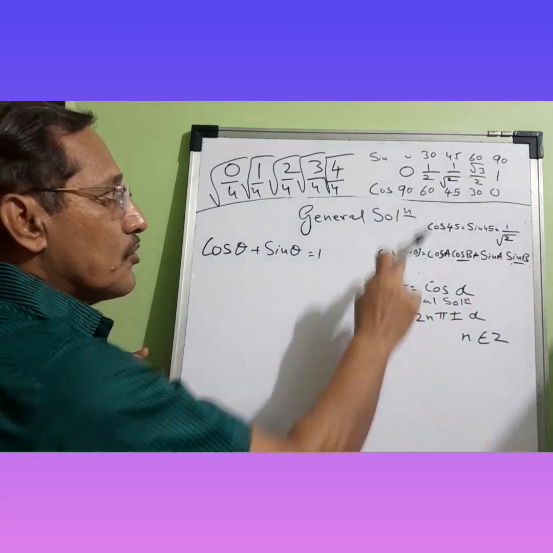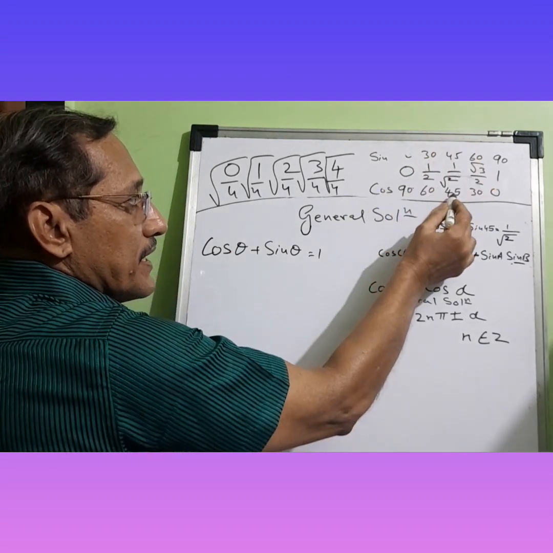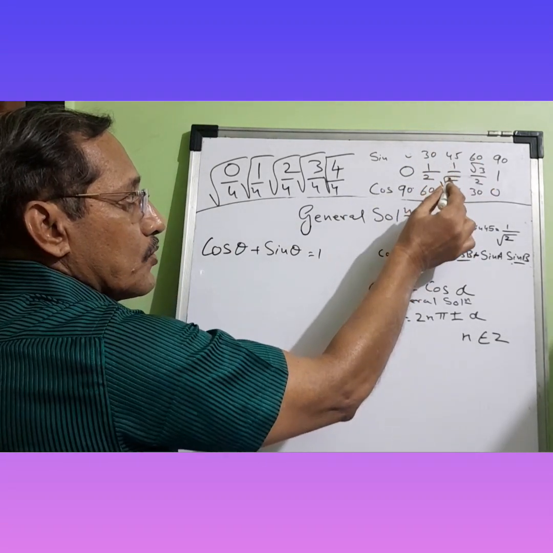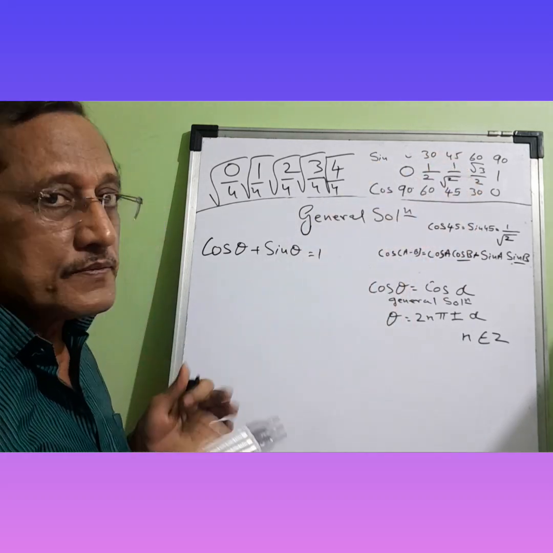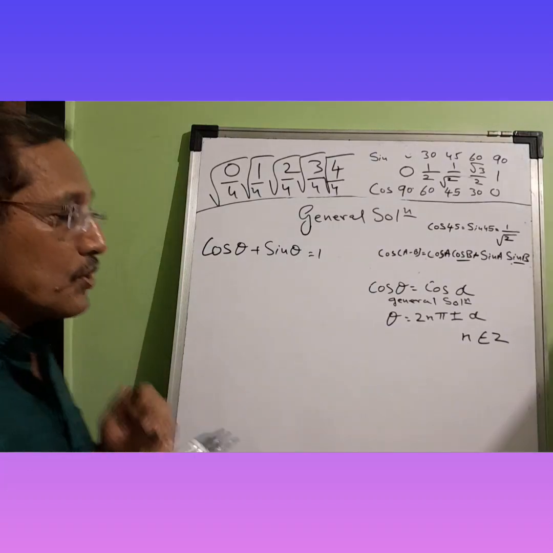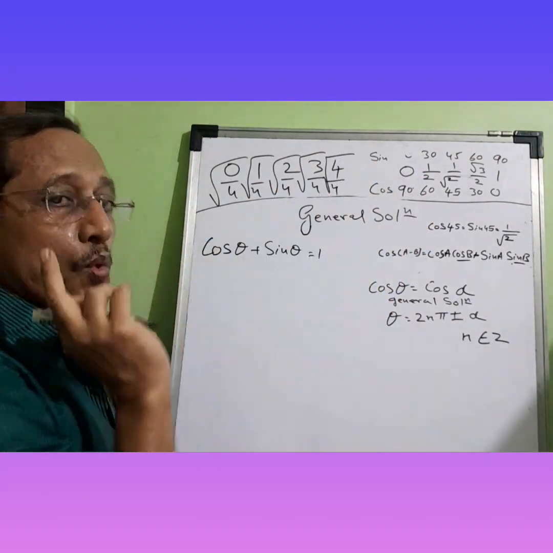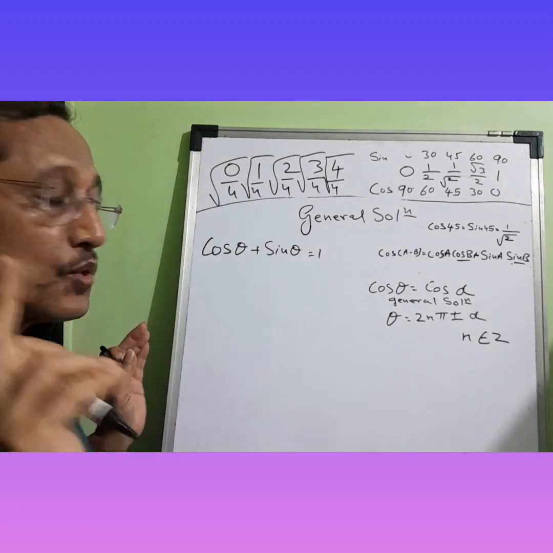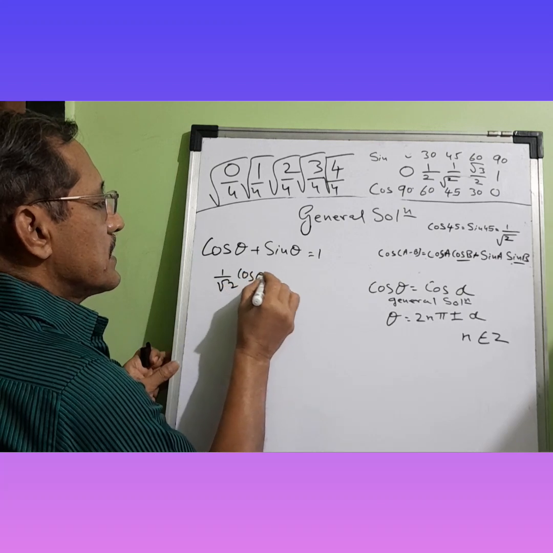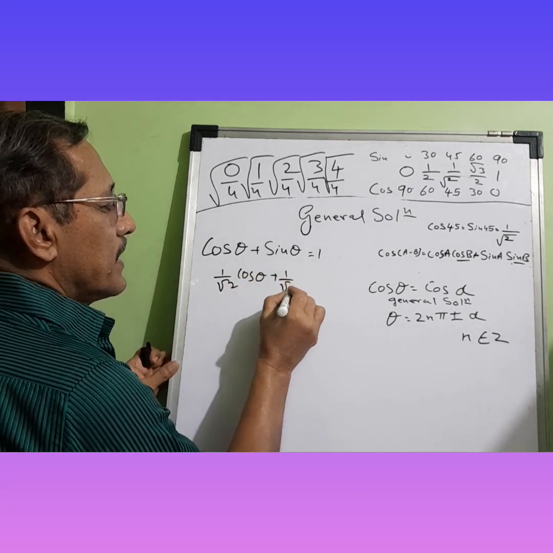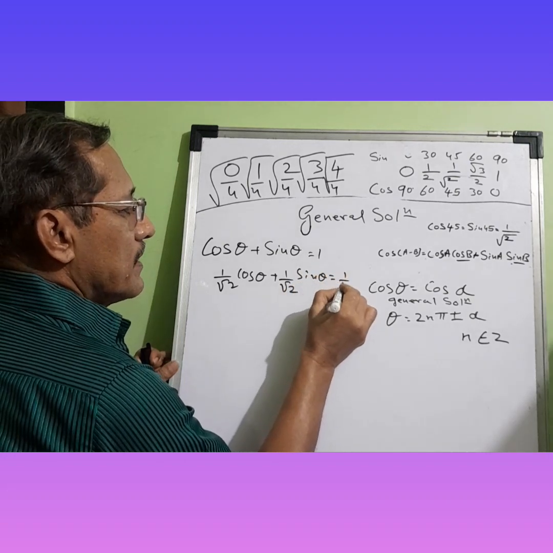Alright, let's go back there. Don't we find it over here? Whether it be cos 45, it is 1 by root 2, and whether it be sin 45, it is 1 by root 2. So that's our solution. So we divide throughout by root 2. It becomes 1 by root 2 cos theta plus 1 by root 2 sin theta is equal to 1 by root 2.